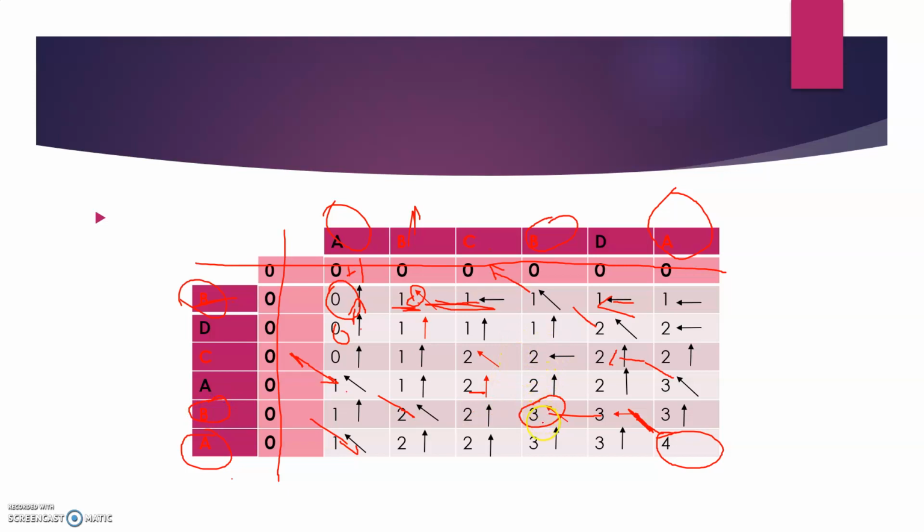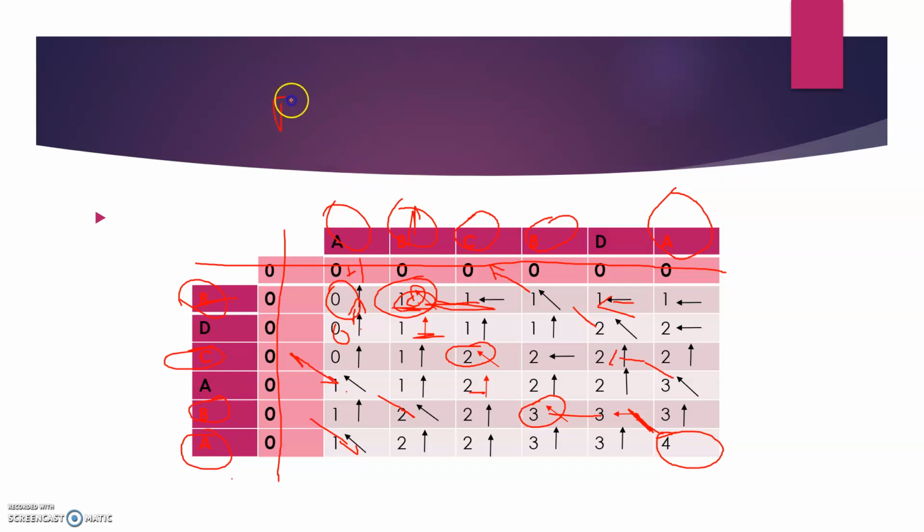So back tracing, this 3 has come from this 2, but where has this 2 come from? This 2 has come from this one. So this is our third transition, and the third character that matched is C with this C. So the next one has come from this one, and this one has come from this 0 plus 1. So the next transition is occurring over here. So this B is matched with this B, and this is our fourth character.